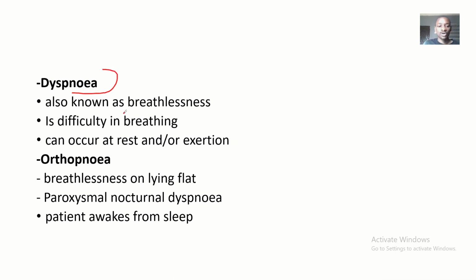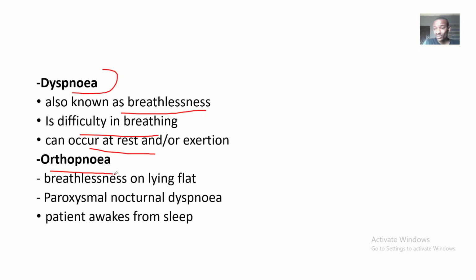So let's just have a summary. Dyspnea is also known as breathlessness. It is difficulty in breathing. It can occur at rest or at exertion, right? If you want to examine for dyspnea, sometimes you tell the patient to walk a short distance. Some patients, maybe they just walk a little bit and they are breathless. Some patients have to walk maybe from the hospital ward to the hospital gate before they become breathless. That's dyspnea.